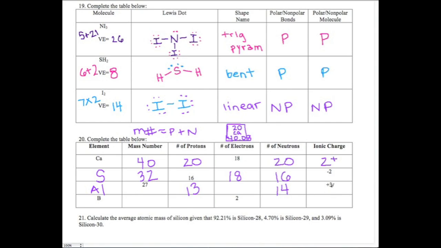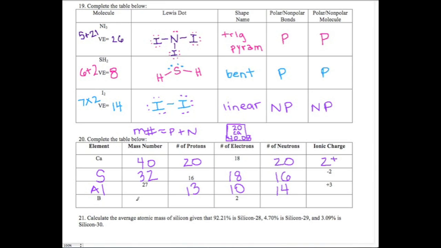Now, its ionic charge is +3, which means I have to have 3 more protons, since protons have a positive charge, than electrons. So 3 more protons than electrons, that means I would have 10 electrons, right? Now I have 3 more protons than electrons.